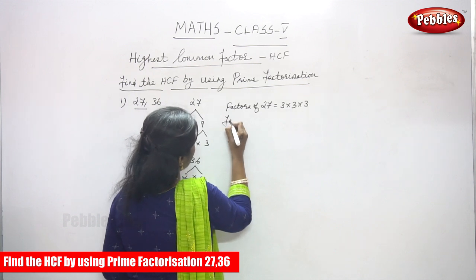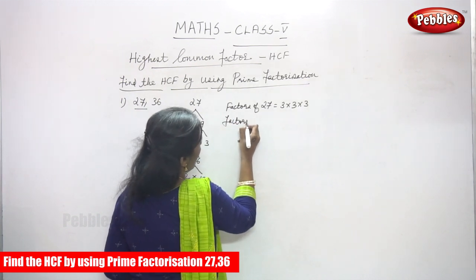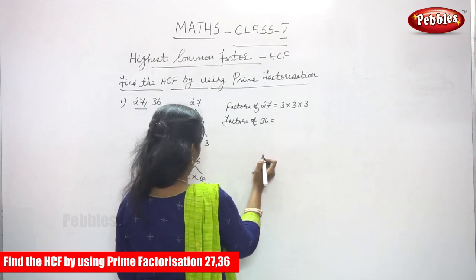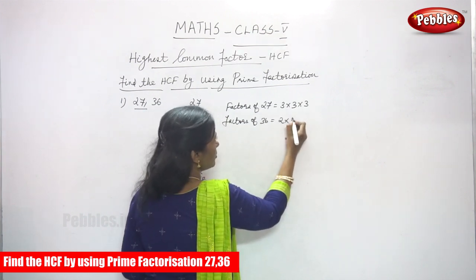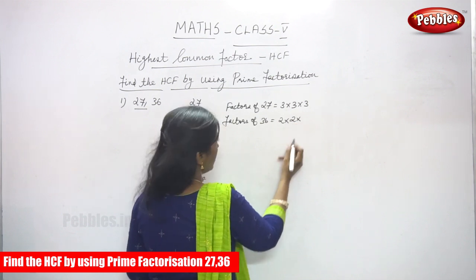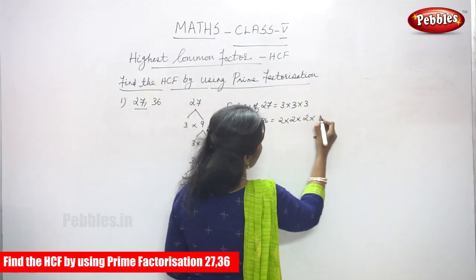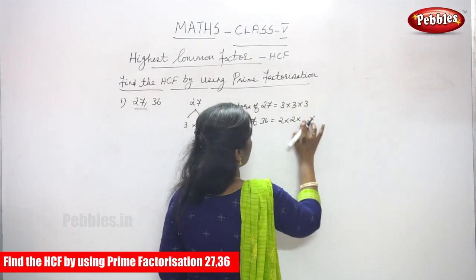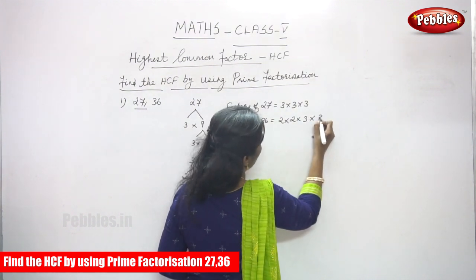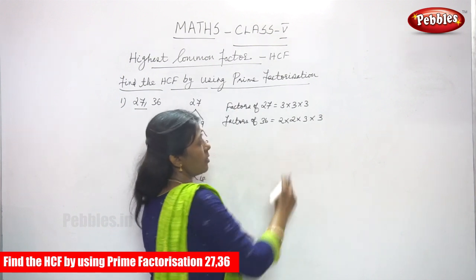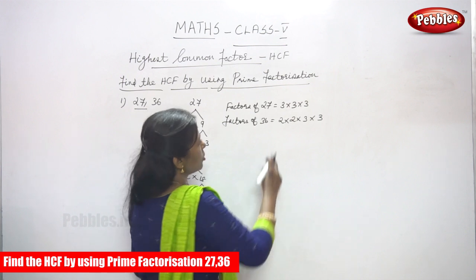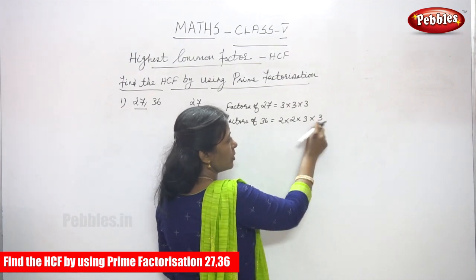So factors of 36 you can get: 2 into 2 into 3 into 3. So 2 into 2, 4. 4 into 3, 12. 12 into 3, 36.